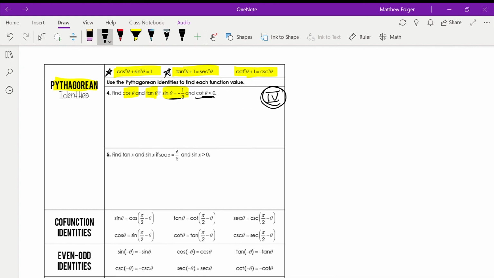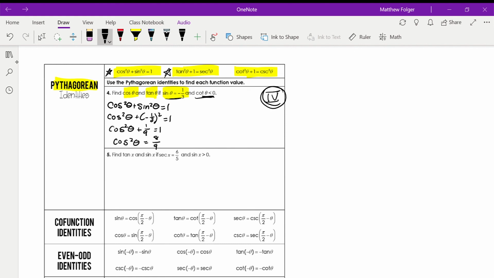So let's get back to this. Since we're given sine, we're most likely going to be using this first one here. So I'm going to write down cosine squared theta plus sine squared theta equals 1. Sine is negative 1/3, so I have cos squared theta plus negative 1/3 squared equals 1. Negative 1/3 squared is 1/9. So plus 1/9 equals 1. At this point, we subtract the 1/9, and we get 8/9.